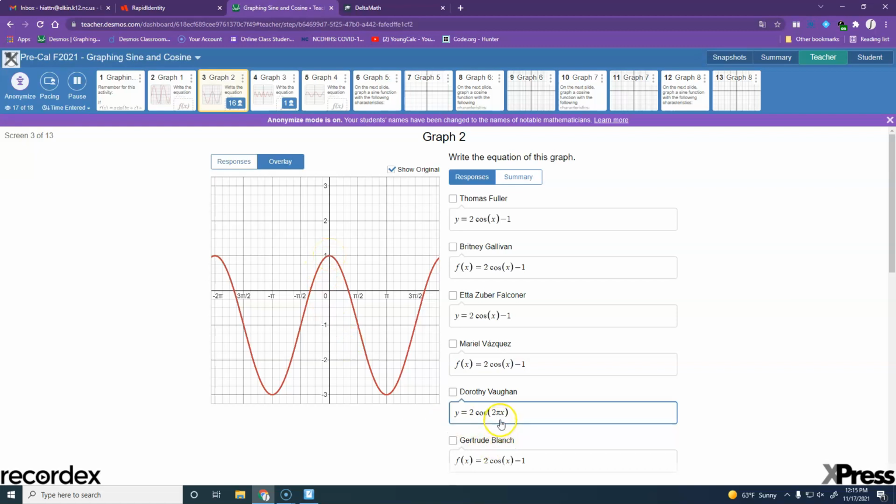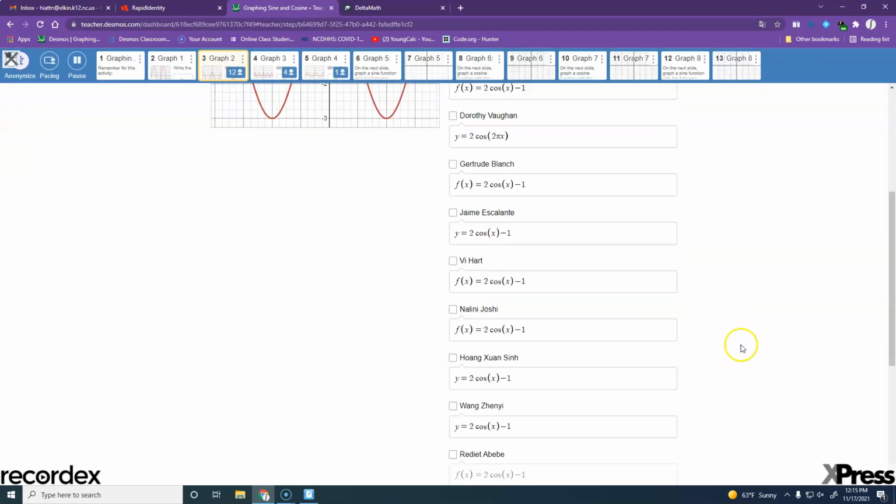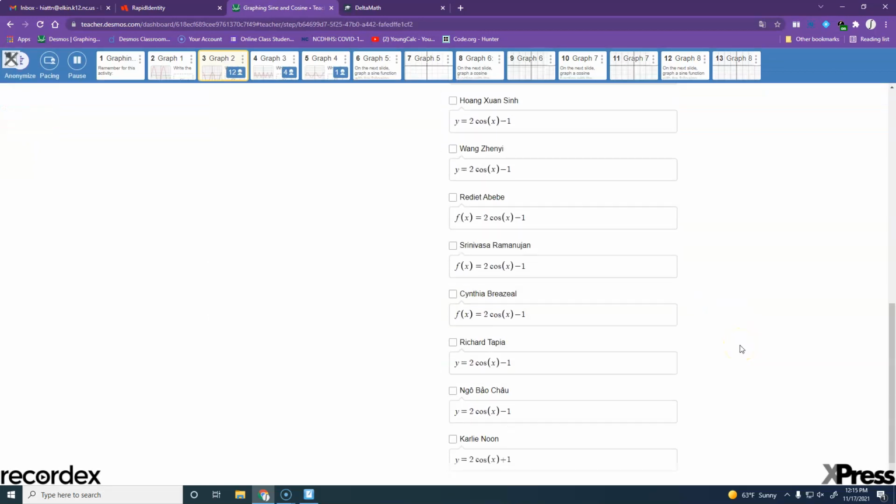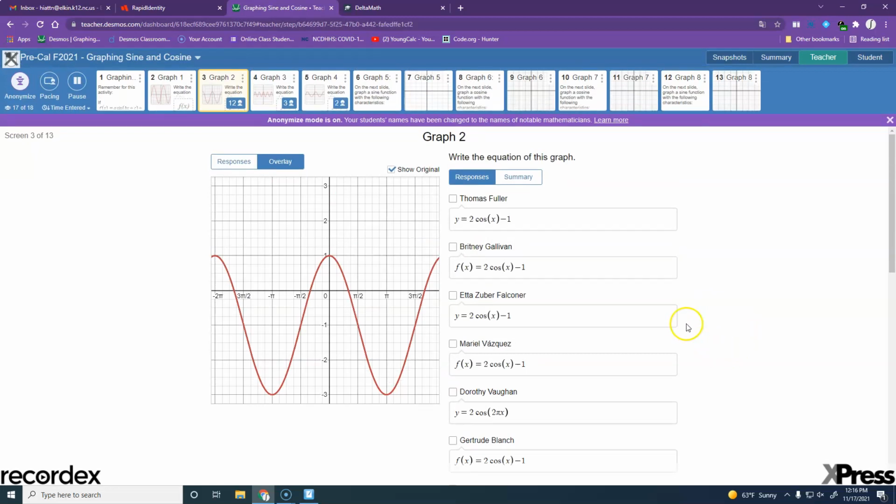What has Dorothy done wrong here? Dorothy, don't change it just yet. Okay, 2 pi is your period here, but you don't put that number there, okay? So if the period is 2 pi, you don't put anything in front of your x, so you would not include that. So the 2 cosine x minus 1 is correct. I don't think anybody used sine. Okay, could you use sine?